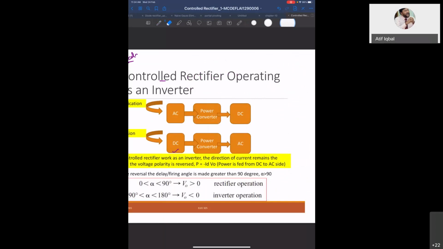I told you something wrong, that the current through the thyristor flows in the reverse direction. No, current does not flow through the converter in the reverse direction, let me repeat. This is your thyristor. Current only flows from anode to cathode. Okay. Current does not flow in this direction. But power is flowing in the other direction. Power can flow in both directions.